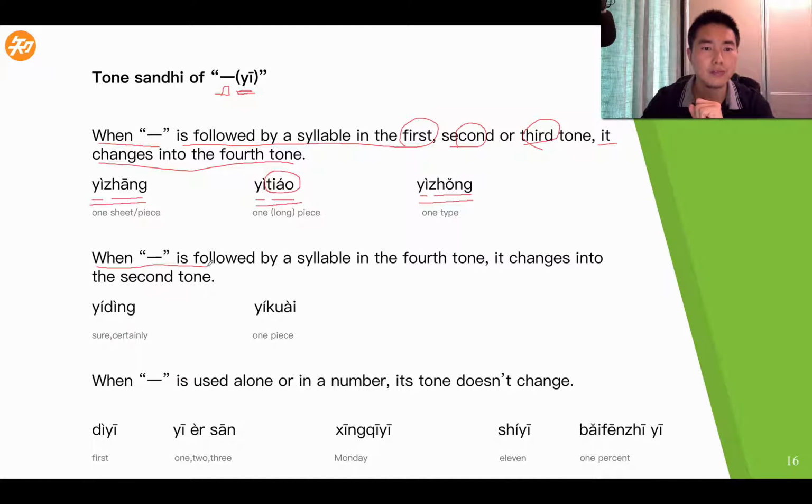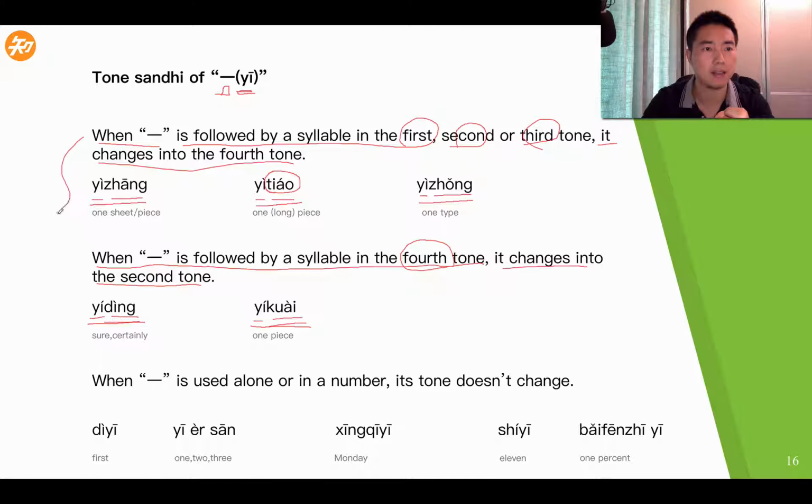Okay, now go to the second rule. When 一 is followed by a syllable in the fourth tone, it changes into the second tone. Okay? Now read after me. 一定. Ding is in the fourth tone, so 一 becomes the second tone. 一定. The next one. 一块. Kuai is in the fourth tone, so 一 becomes the second tone. 一块. Okay, so 一 before the first, second, and the third tone becomes the fourth tone, and 一 before the fourth tone becomes the second tone.